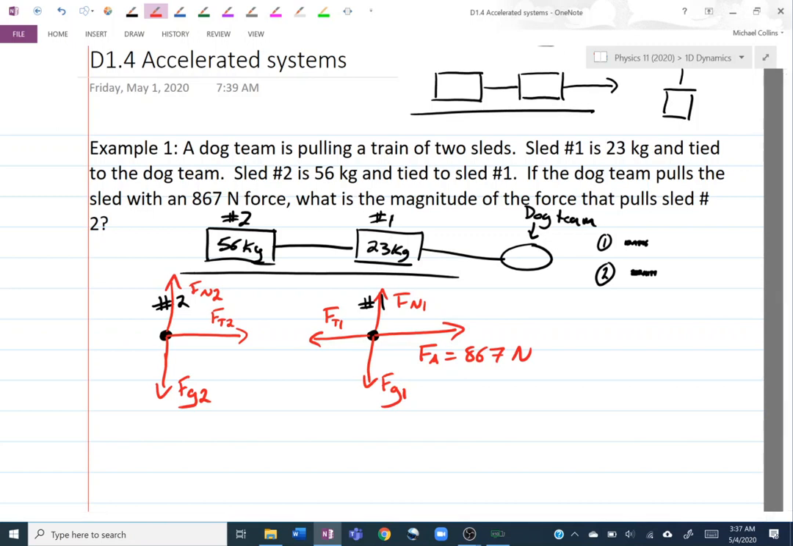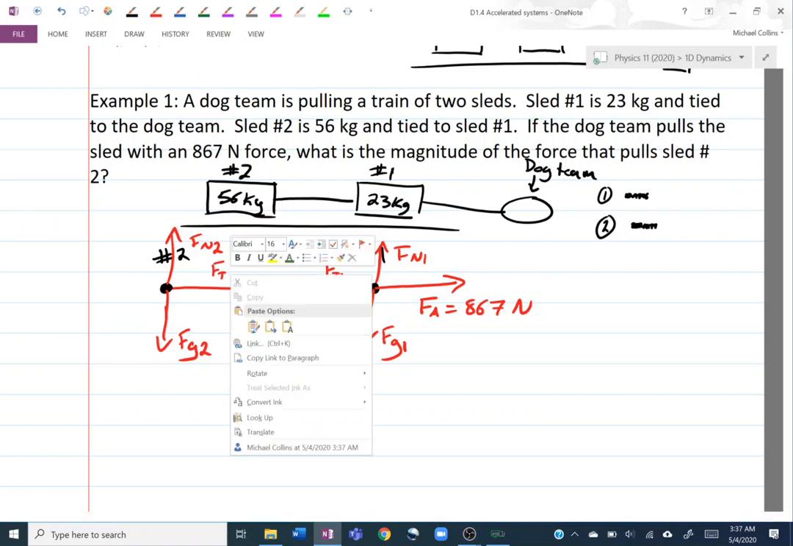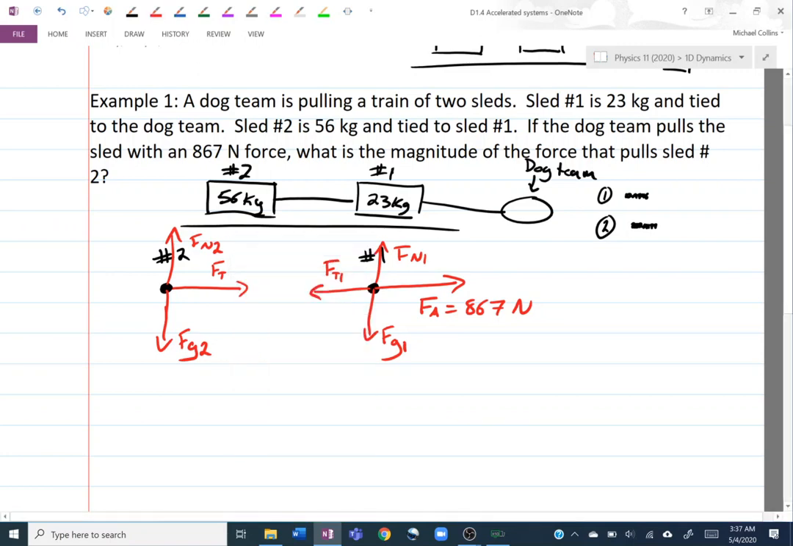The other thing I would like to point out is the relationship between Ft1 and Ft2. Ft1 and Ft2 are equal and opposite action-reaction pairs, which means they are exactly equal and exactly opposite, which means I'm actually going to get rid of this subscript 2 and this subscript 1. Why? Because they are exactly the same.